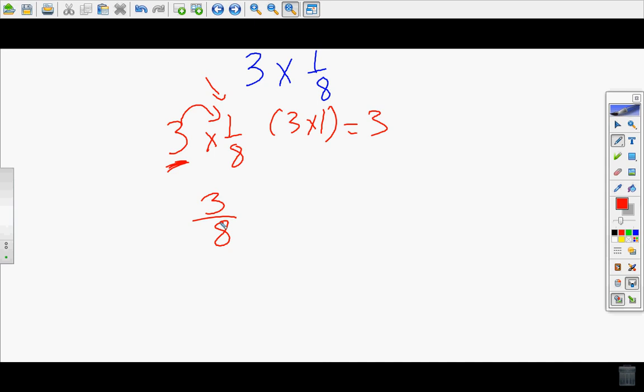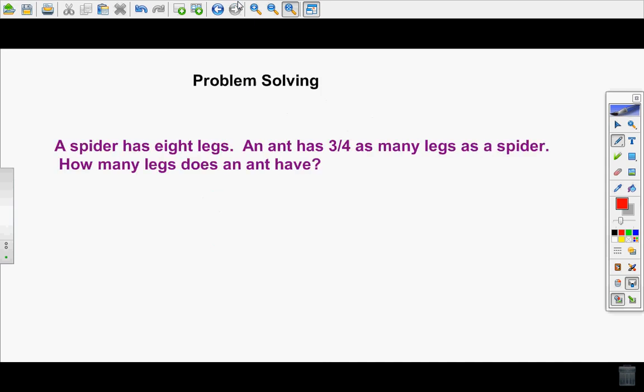Now, as I promised back in the student outcome, we have one little thing left to do, and that's looking at problem solving. So with the problem solving, here's our question. I know Jamin will love this one. A spider has 8 legs. An ant has 3/4 as many legs as a spider. How many legs does an ant have?